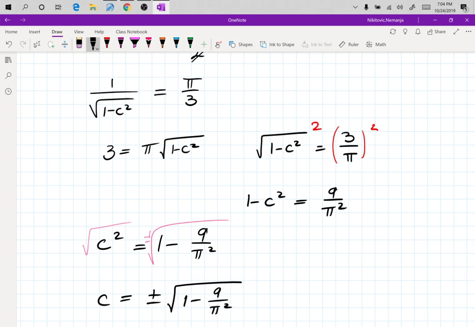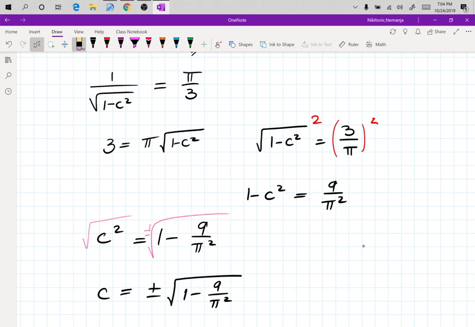Why is it minus 9 over pi squared? If you're moving it over, shouldn't it be... You move it over, it becomes negative. You move c over, it becomes positive. And then I swap the sides. What happened?